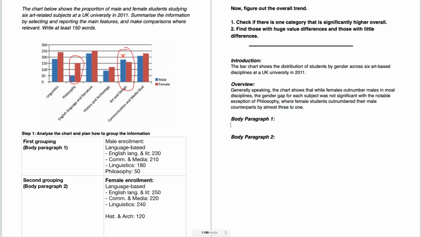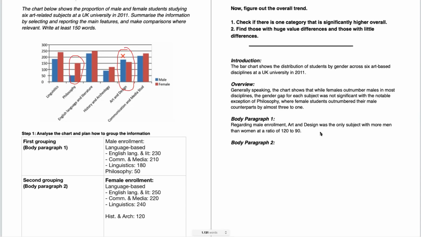All right, so just like that, we are on to our body paragraph 1, which is where we're going to start talking about male enrollment. So that is our first group. And remember, that's the blue. And I've got our first grouping, body paragraph 1, exactly here in our outline. So I'm going to use this to write my paragraph. So I'm just going to start off by saying, regarding male enrollment, art and design was the only subject with more men than women at a ratio of 120-90. And this is exactly what we looked at in our previous step.